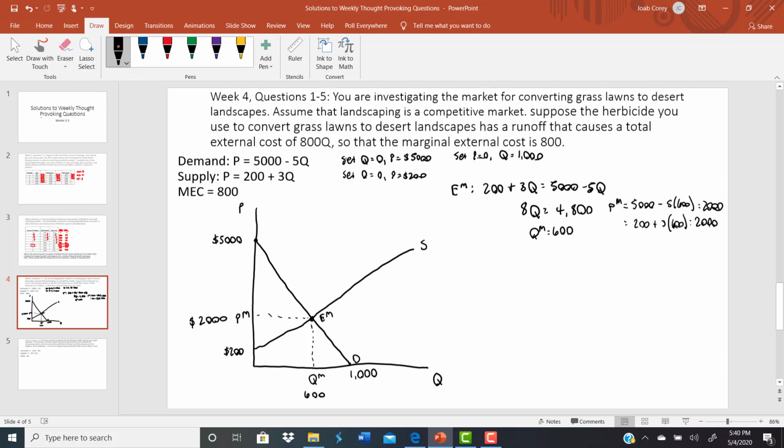Now remember, this is a market that contains a negative externality, a marginal external cost of 800, so we need to factor that into this problem. Remember that we need to calculate the marginal social cost curve, which is equal to supply plus your marginal external cost, which in this case is going to be equal to 200 plus 3Q plus our marginal external cost of 800. So that's going to be 1,000 plus 3Q there.